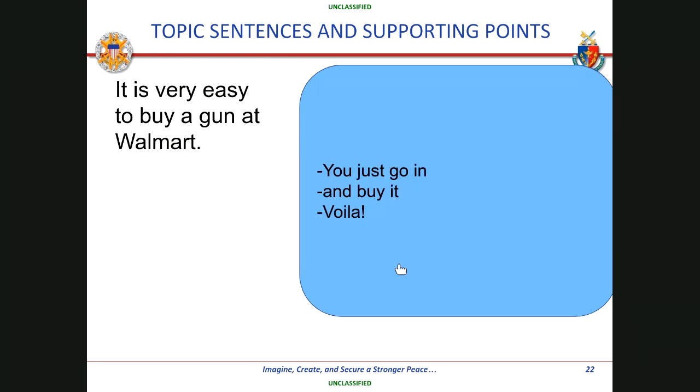Okay, if I were to say my topic sentence was, it is very easy to buy a gun at Walmart, okay? And I said that was my topic sentence. What's wrong with that? I can't expand on it. There's no reason for how I can expand on it, right? You just go in and buy it. Voila, right? This is a very hard topic sentence. And I would say it's not a topic sentence. It's a supporting sentence, right?